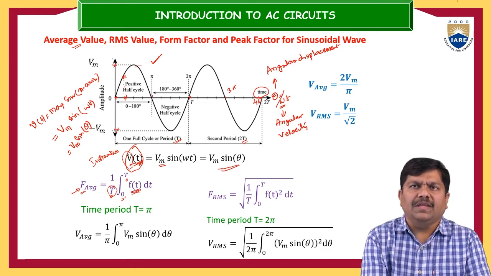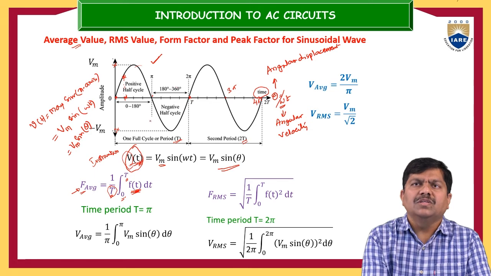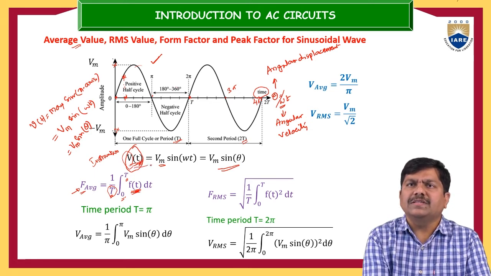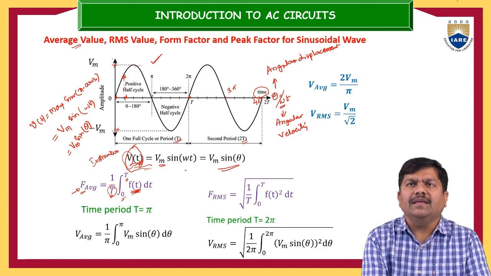And f of t is the instantaneous value, which must be represented in a mathematical equation. So v of t is equal to V max into sin omega t, or V max into sin theta. Whichever expression we are convenient with, we can take directly in place of v of t.